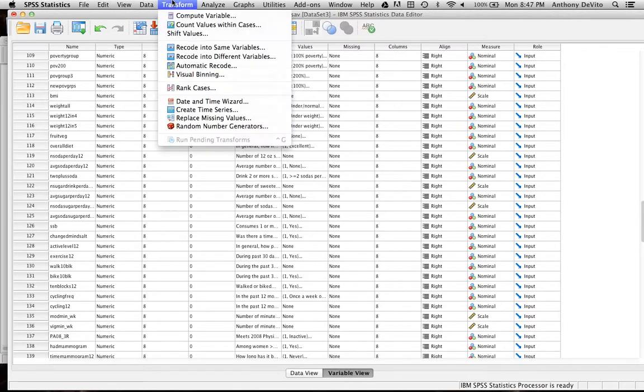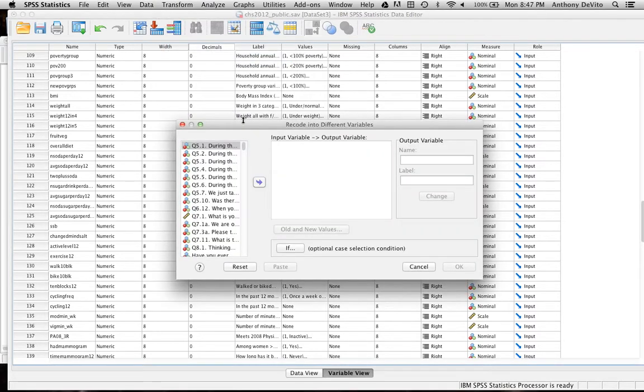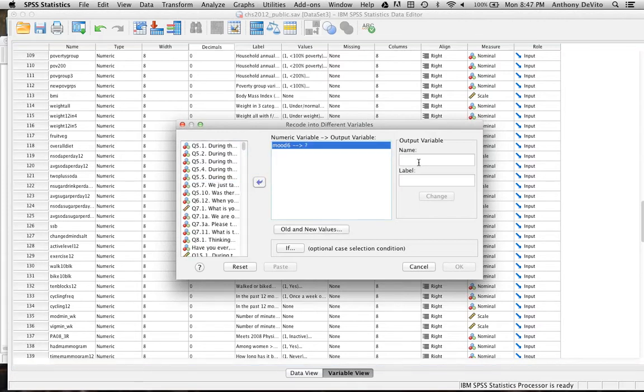Where is it? Transform, recode into different variables. What am I going to do there? I'm going to take the variable that you have, move it in here, and give the output variable a new name and label. I'm just going to pick one at random. Name being the variable name, no spaces and so on. Label being a better, more expansive name for it.